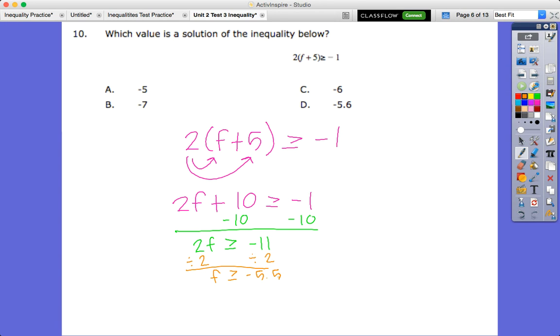So in my answer choices, I'm having to find a number that is greater than or equal to negative 5.5. Now remember, with negative numbers, the smaller the negative number, the greater its value. So negative 5 is the only number that is greater than or equal to negative 5.5.